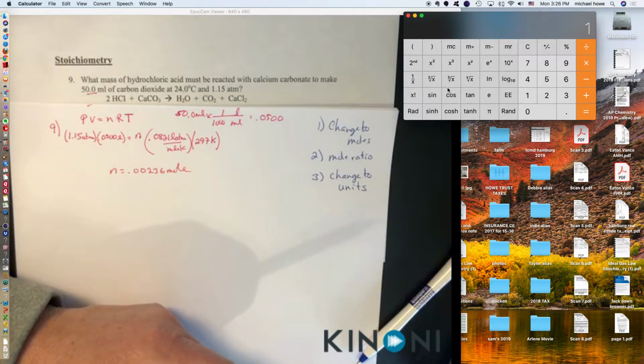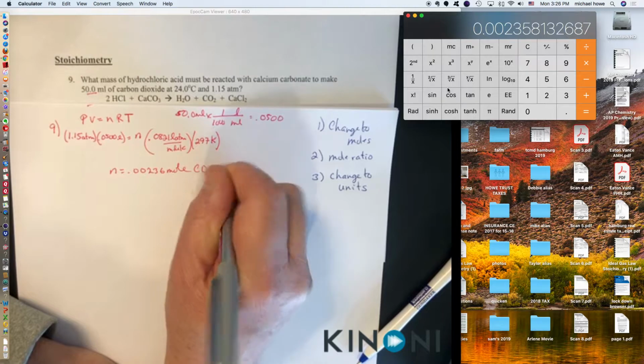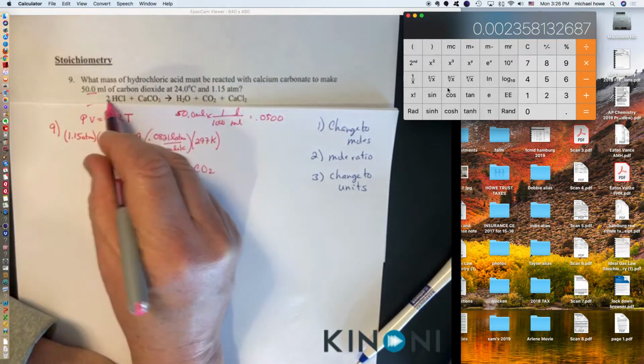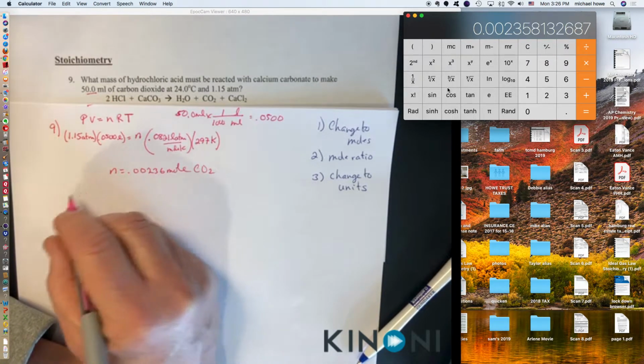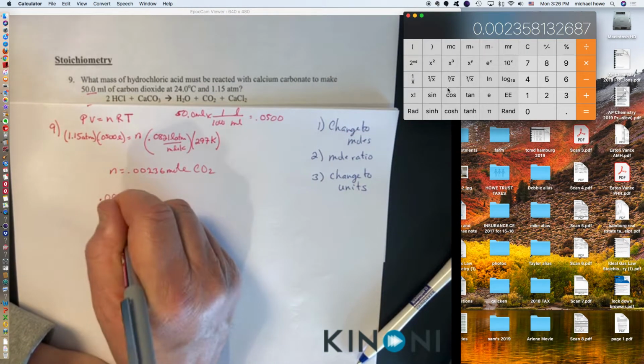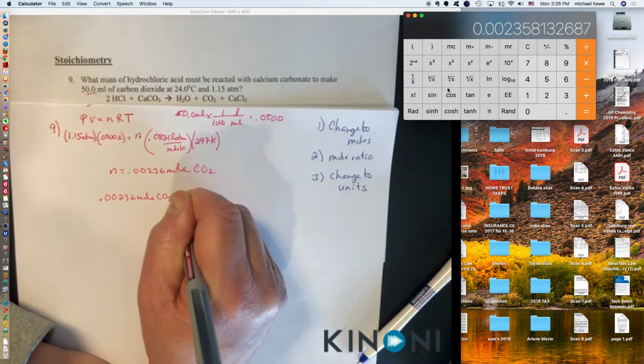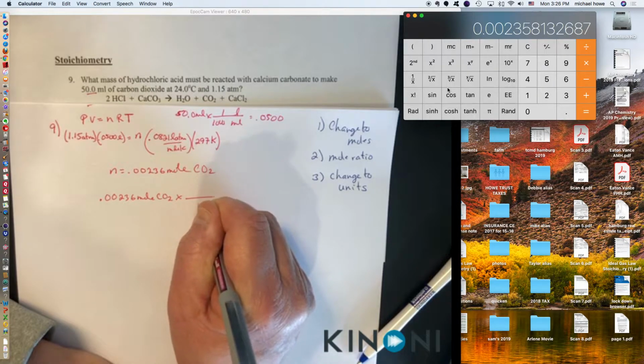Sometimes I double check my math, so 1.15 times 0.0500 divided by 0.0821, then divide again by 297. Looks good. So that's the moles of CO2. Now if you look at your equation, we know that there's a 2-to-1 ratio between the CO2 and the HCl. So we've done step 1, change to moles, 0.00236 moles of CO2. We're going to put moles of CO2 on the bottom.